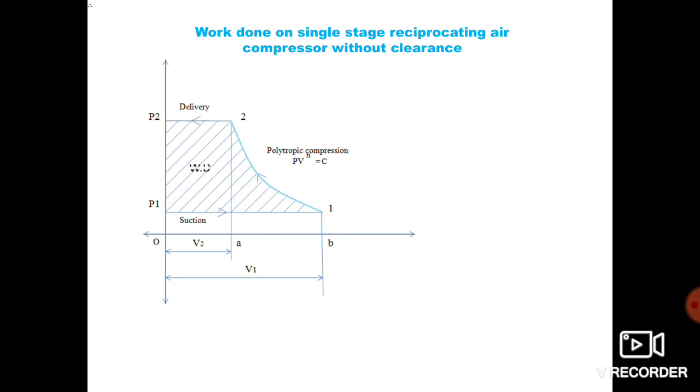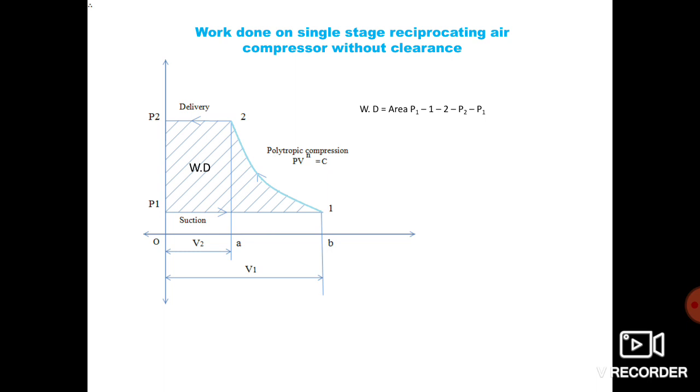This area. We need to calculate what will be the work done in order to drive this compressor. So work done is equal to area P1, 1, 2, P2 and P1.